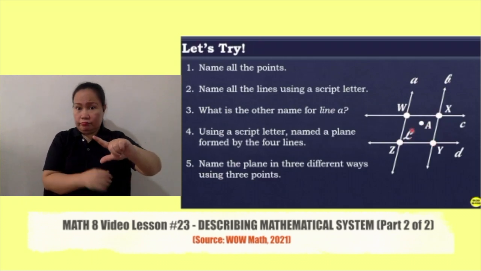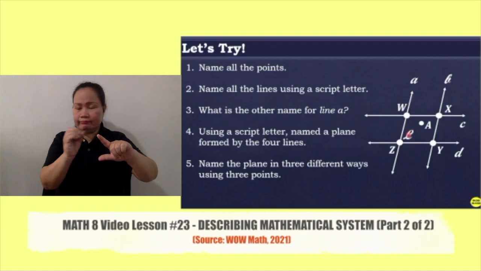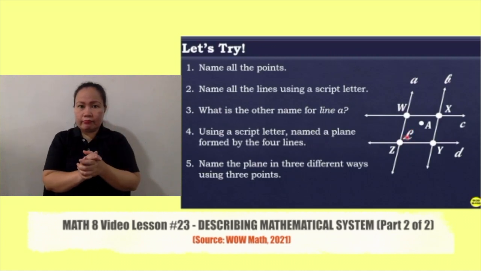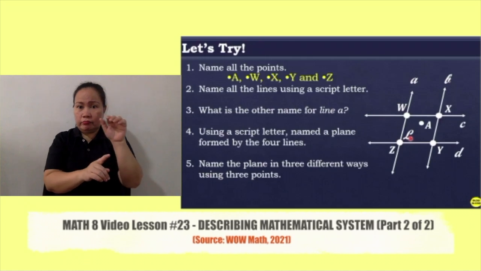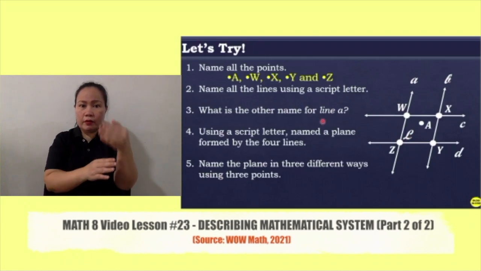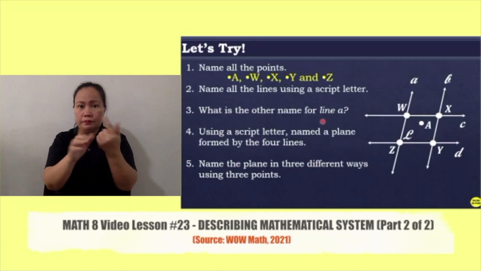So, ito ba ay point? No, kasi parang may script siya. Okay? So, ibig sabihin, hindi yan name ng point. So, we have points A, W, X, Y, and Z. Next, name all the lines using a script letter.